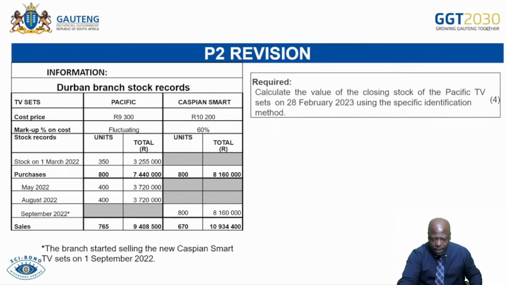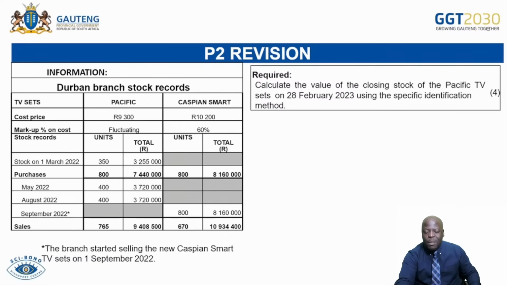and the question reads, calculate the value of closing stock of the Pacific TV sets on 20th February 2023 using the specific identification method. So you will see that we have two different types of brands here. We have the Pacific and we have the Caspian Smart TV. And with this one, our opening stock is 350. So you come here, you say 350. That is the opening stock here, 350.